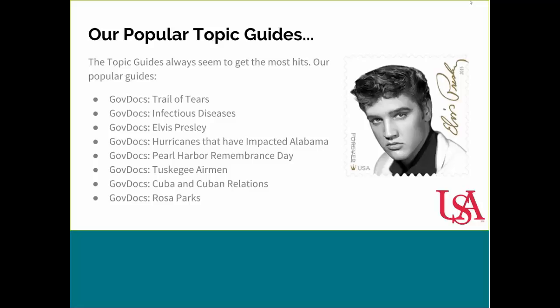Tuskegee Airmen always gets good hits because it is a great LibGuide. These are great resources, and they're all government documents. So it's a great way to connect with not only your surrounding community, but your academic community, everybody. It's just a great way of showing how good government documents can be for research. There's the Cuba and the Cuban relationship, the Rosa Parks LibGuide.